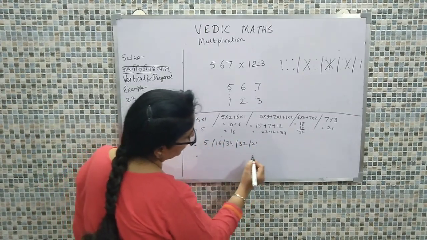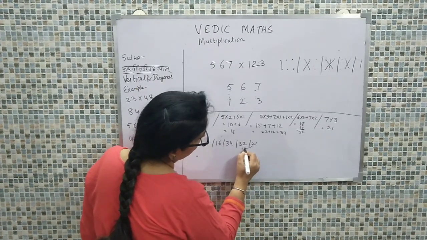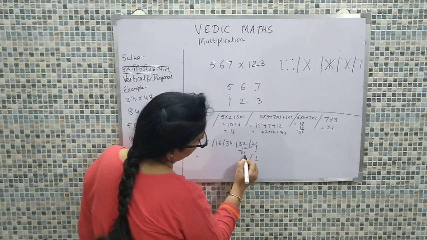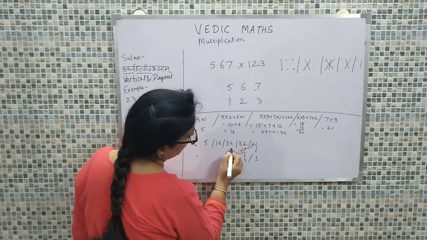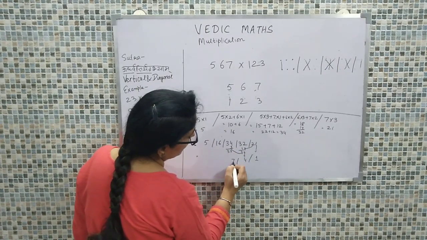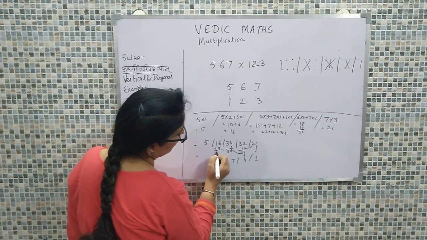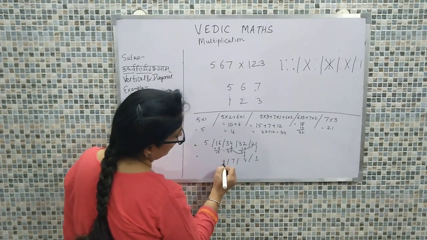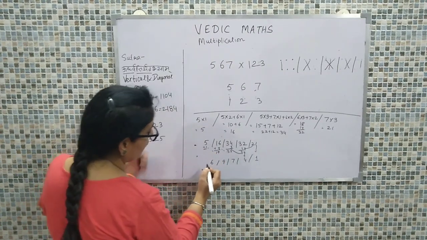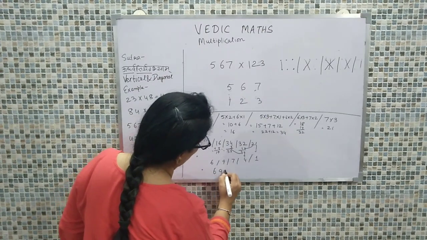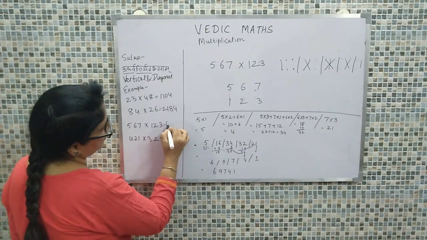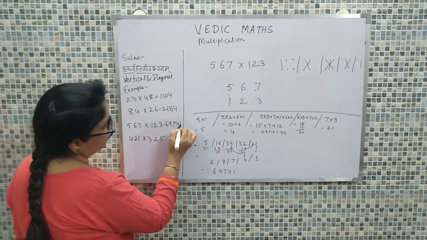We will keep accommodating the overflow. 2 is overflow, it gets added here and 34 becomes 34, leaving 1. We have to keep 4 here, 3 will be overflow, that will be 37. So 7 will be kept here, 3 will be added here, so 16 plus 3 is 19. 9 will be kept here and 1 will be added here. So the final answer comes out to be 69741.